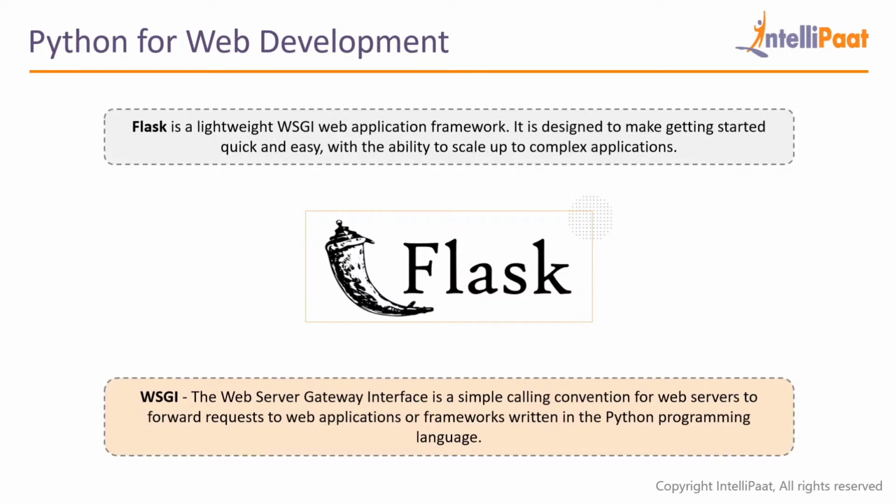As we can see on the bottom of the screen as well, as we saw above, it is a WSGI application framework. So what does that mean? So basically, there are versions of WSGI in Python. All of the web frameworks that are present and available in Python are compliant with WSGI. So it's a simple calling convention for web servers to forward requests to web applications or frameworks that are written in the Python programming language. So it is valid for a plethora of Python frameworks that are available like Flask and other frameworks as well.